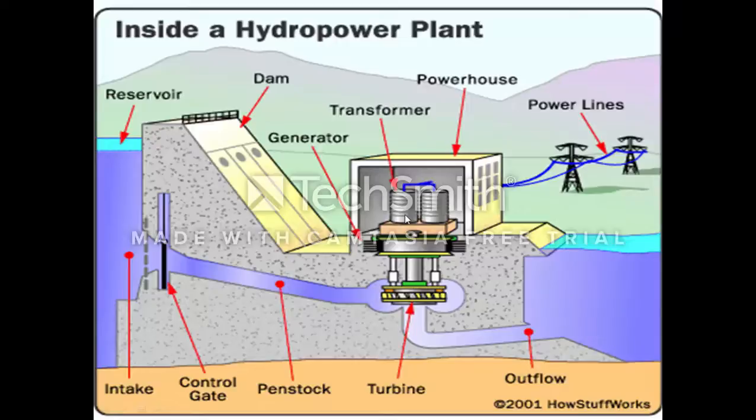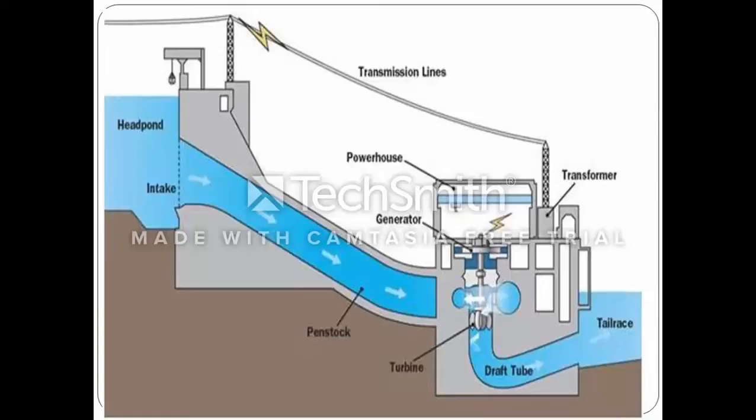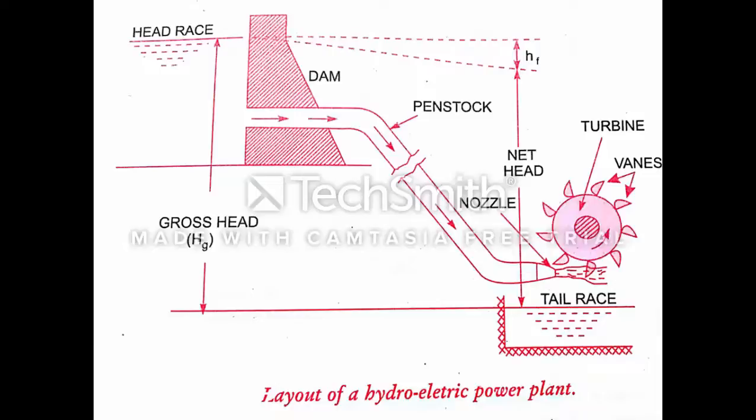The power produced in the generator we can send to the transformer in the powerhouse, and from the powerhouse the power can be transferred through power lines. You can see this in this image. And also you have another image, a schematic layout of a hydraulic power plant.